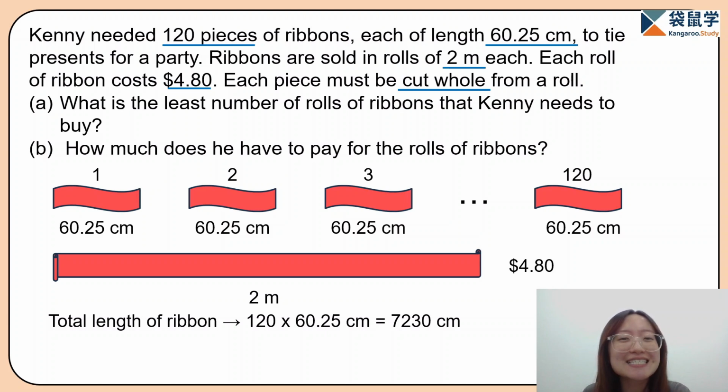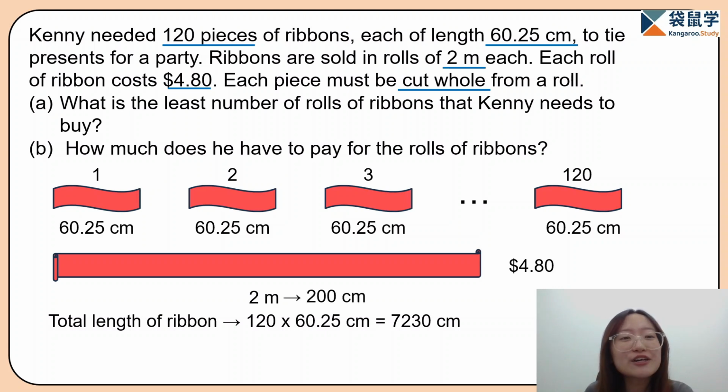Now, since this is in centimeters and the roll is in meters, we first need to make the units consistent. The first common error that students make is not making the units the same. So we should either convert all to centimeters or meters. In this case, we can convert it to centimeters. So how many centimeters will 2 meters be? It will be 200 centimeters.